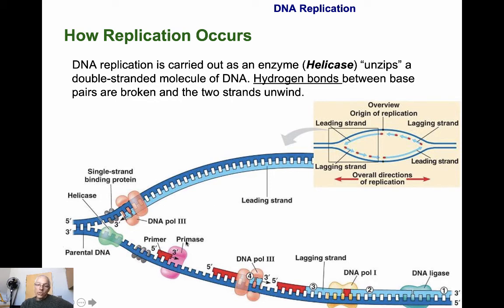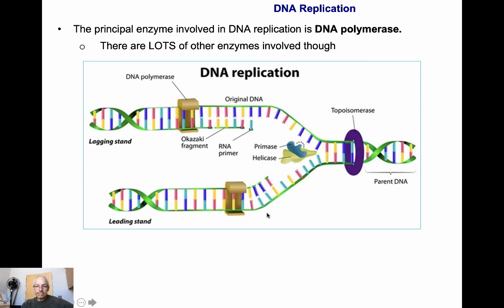You don't need to know any of these other enzymes or any of the details about this process. You don't need to know about primase or topoisomerases or DNA ligases or different DNA polymerases. You just need to know that helicase unzips the DNA, and then a second enzyme called DNA polymerase is responsible for building the new strands.